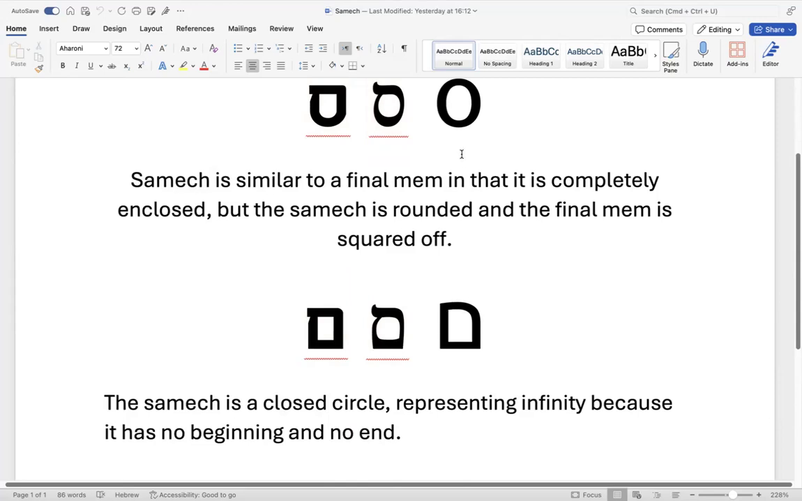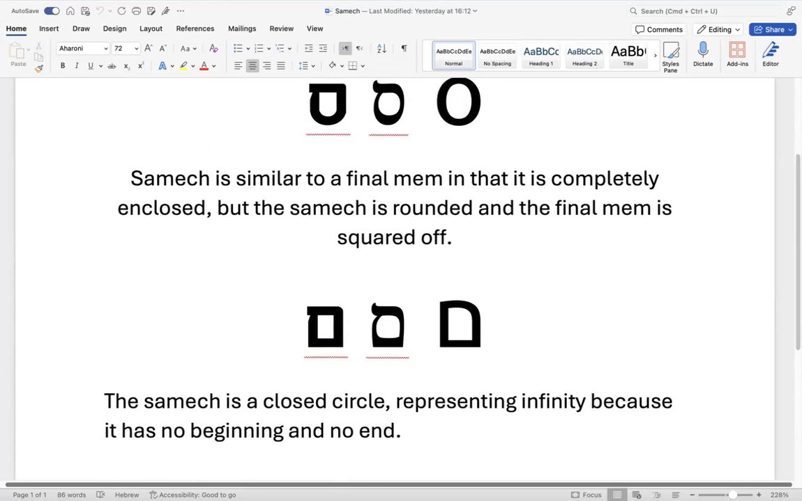And so it is similar in that it is completely closed off. But you see that the Samech is more rounded on the bottom, rounded in every font. And the final mem is more squared off. So you see that. So the Samech is a closed circle. And as I write here, it represents the idea of infinity because it has no beginning and no end.